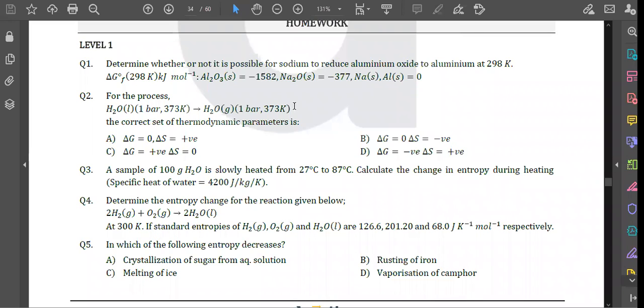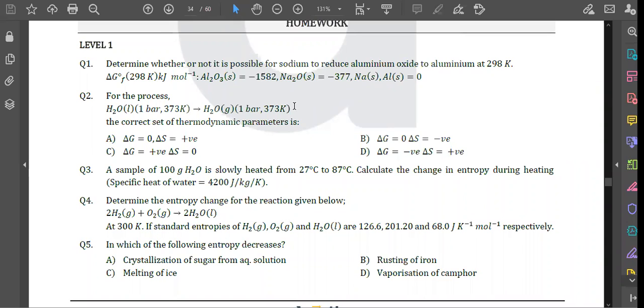In question number 2, H2O liquid is converting into H2O gas. Both temperature and pressure are the same. Liquid is getting converted into gas, so disorderness is increasing or decreasing? Just think about this. It is converting from liquid to gas, so disorderness is increasing, because it is converting from liquid phase to gaseous phase.